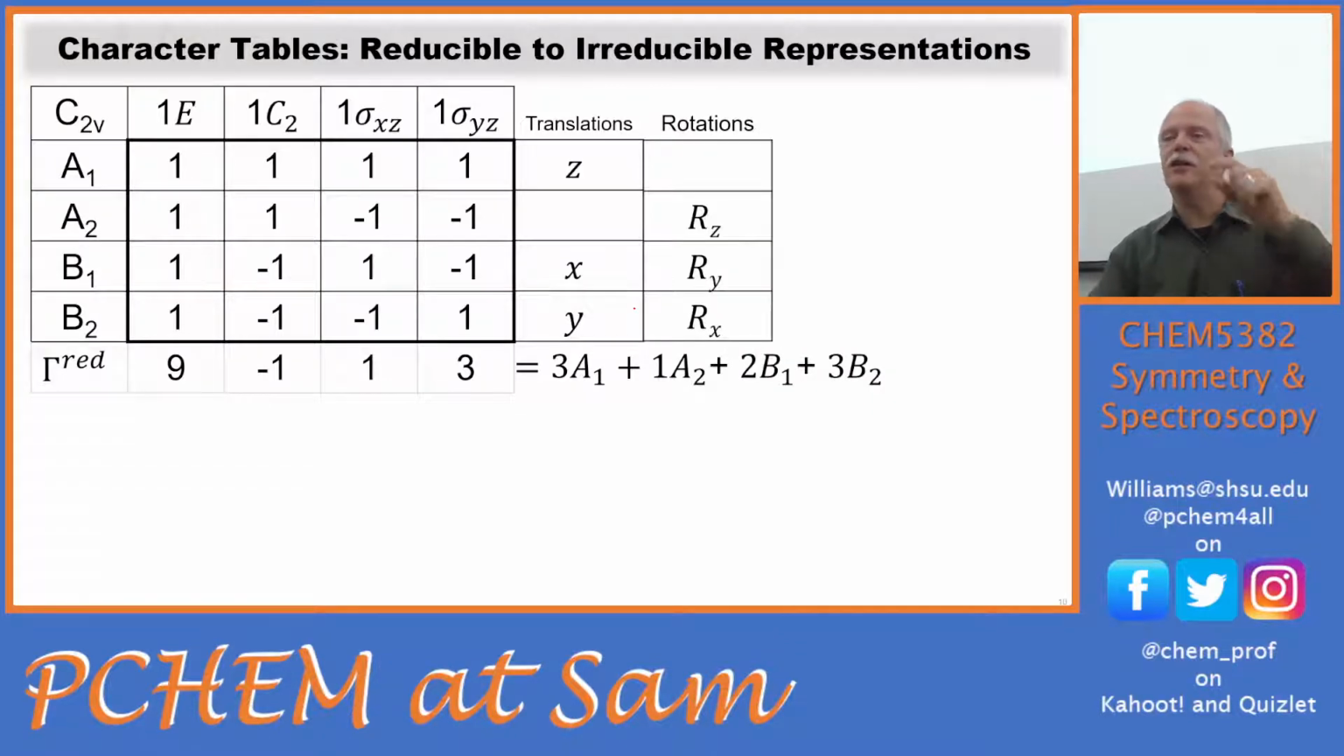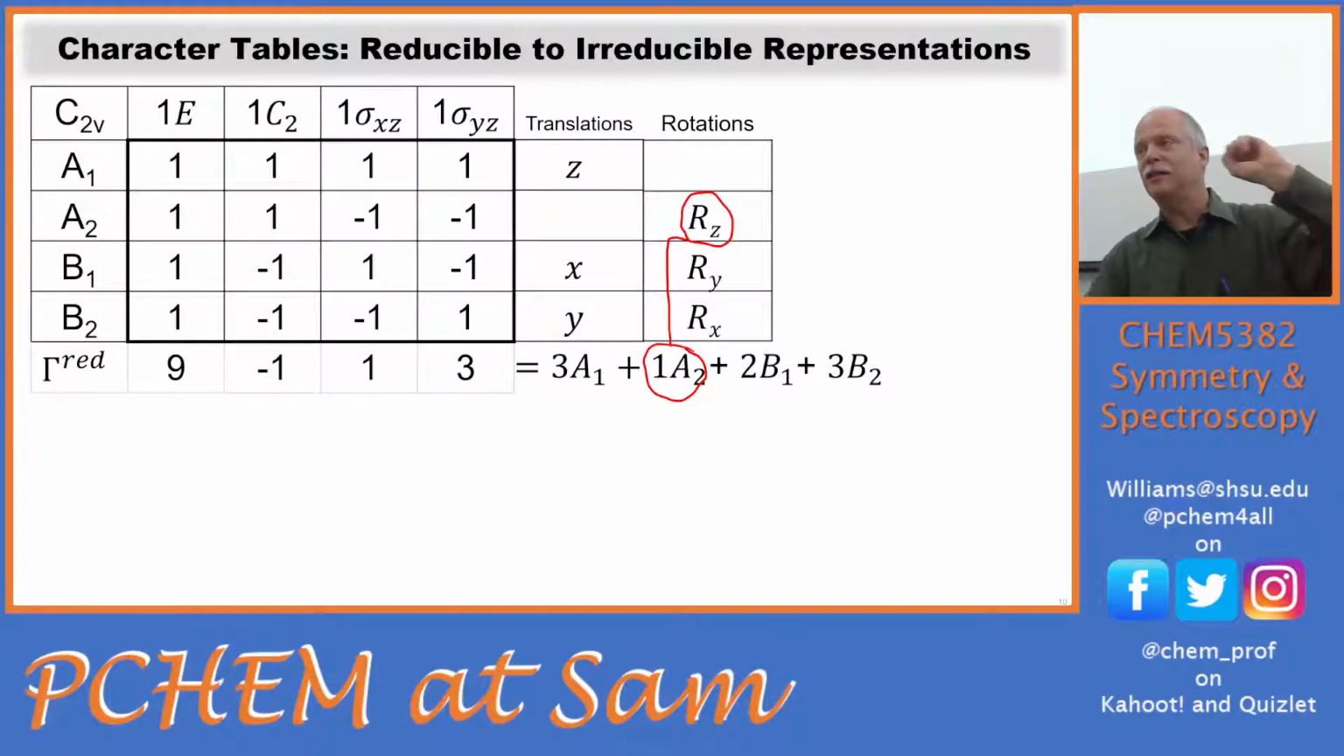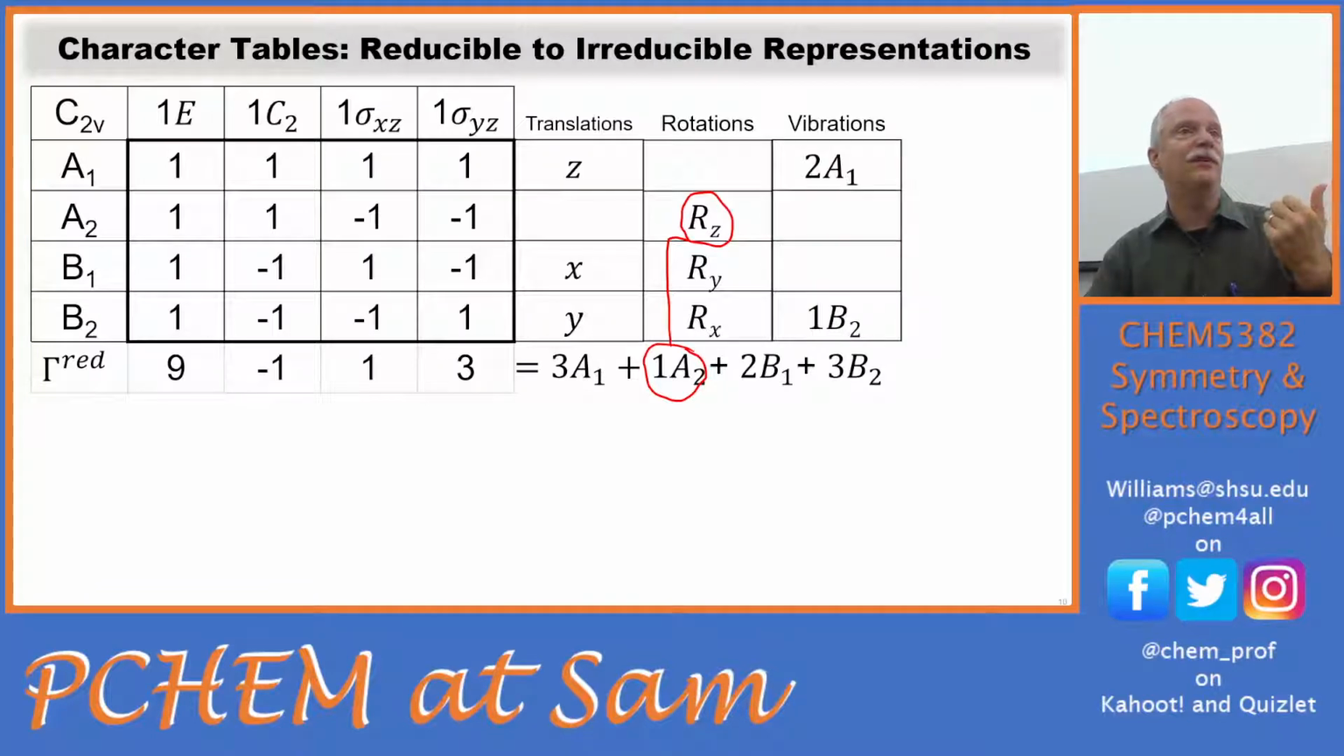Now the rotations. Look in the character table for C2V. You see RZ is on the A2 row. So this single one right here is the RZ. That single A2 that we have in all of the motions of the molecule, that happens to be the rotation around the Z-axis. One of those B1s is the rotation around the Y, and one of those B2s is the rotation around the X. So if we take out the translations and the rotations, what do we have left?